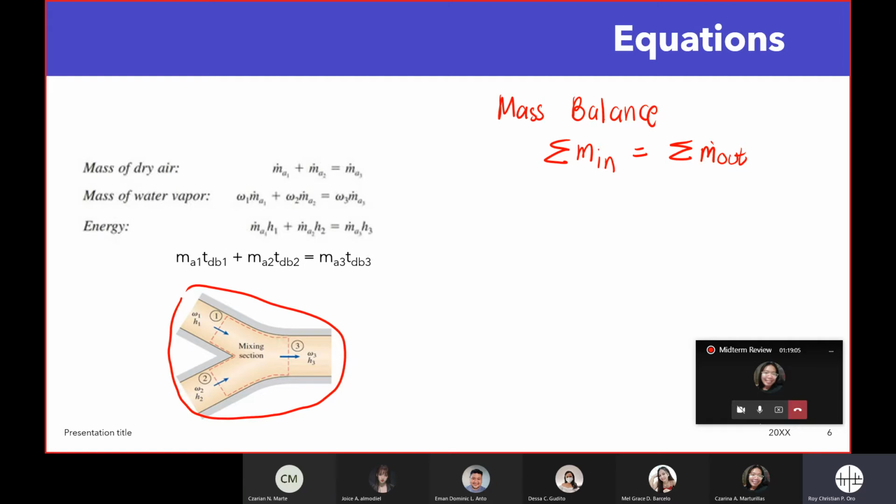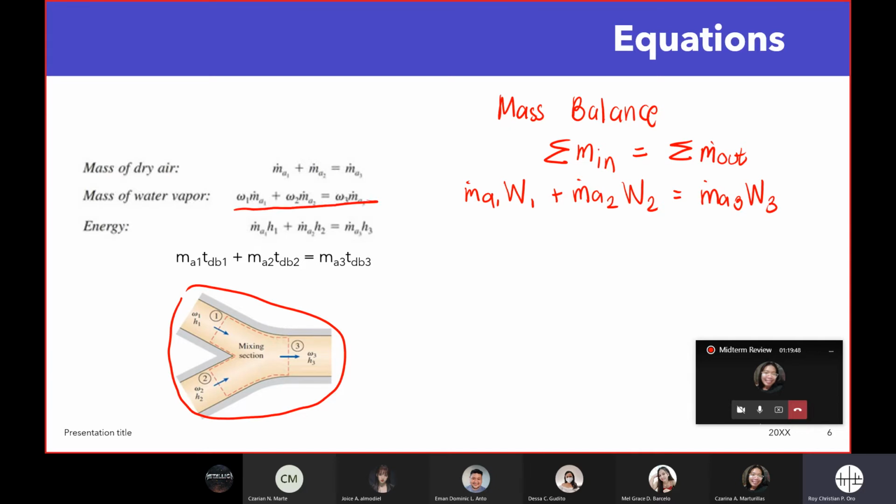However, here we'll just consider the water vapor in air. So we know that the mass of water vapor in air is equal to the mass of dry air times the specific humidity. Given that equation, we can use it to get the mass balance. So the mass of dry air at state 1 multiplied by the specific humidity at state 1, and the same for state 2, since those two are the inputs, and the output is the water vapor at state 3. Hence this equation.